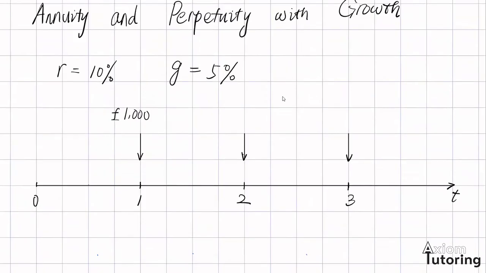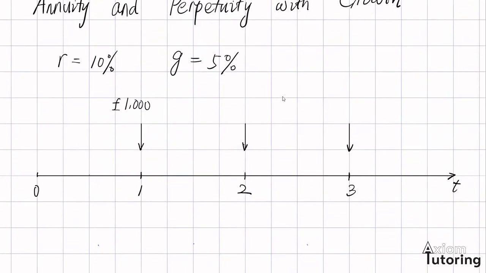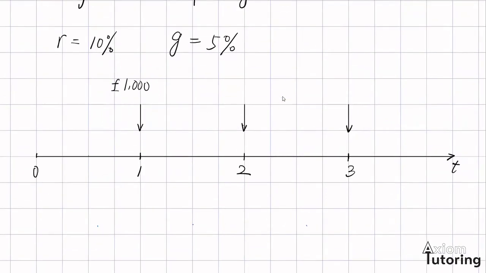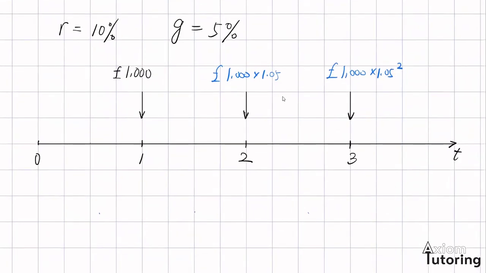If I have 3 years here, and my first payment will be at the end of year zero, or at the beginning of year one, which is £1,000. But instead of having constant cash flow throughout the 3 years, this cash flow will grow constantly at 5%. So for the next year, I'm going to have 1,000 multiplied by 1.05. And for the third year, I'm going to have 1,000 multiplied by 1.05 squared. Okay, so how do we calculate the present value of this?